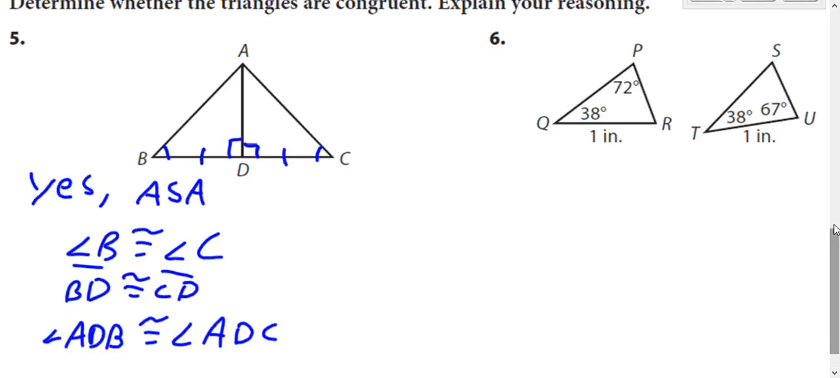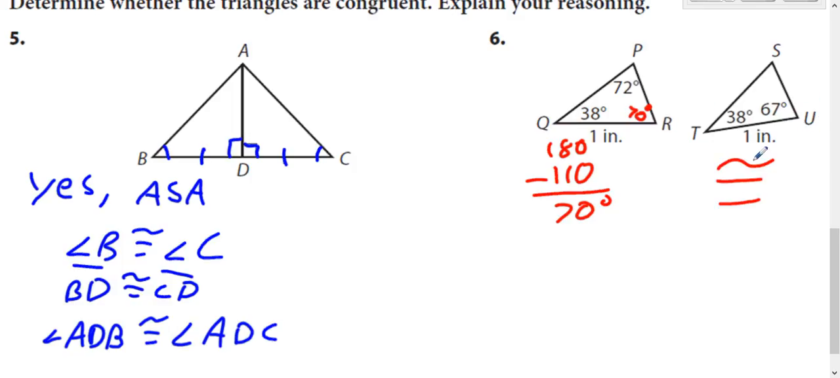And for this next example, we have 72 degrees, 38 degrees. That means that this third angle has to be 110. So 180 minus 110, the third angle is 70 degrees, which does not match with the 67, so those are not congruent.